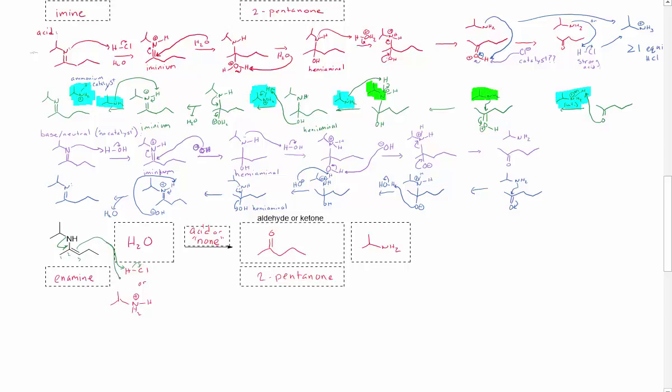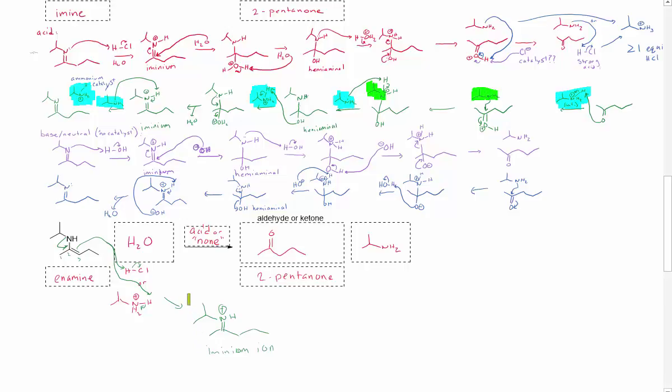Let's say this is a similar arrow coming down here. And the result of that has a positive charge on the nitrogen. It has a pi bond. That is an iminium ion. And it's not just any iminium ion, it is actually the same one that we had above.